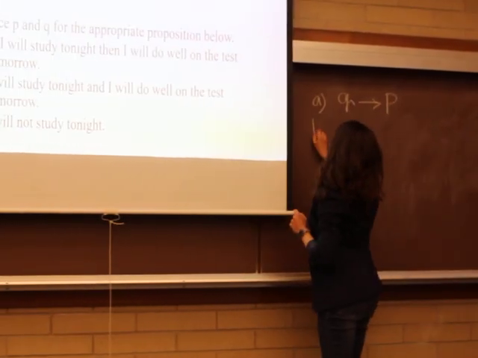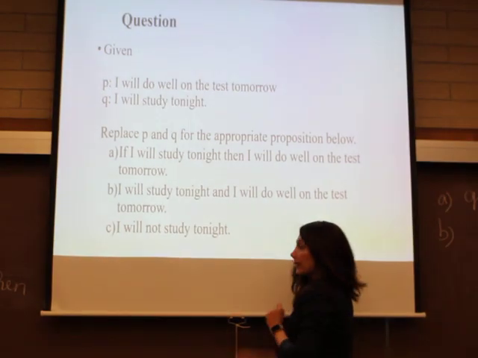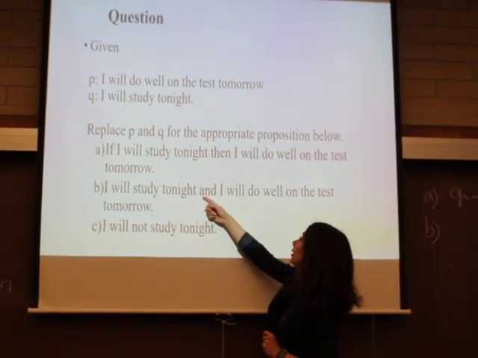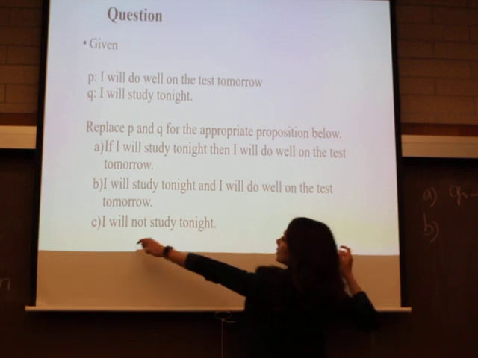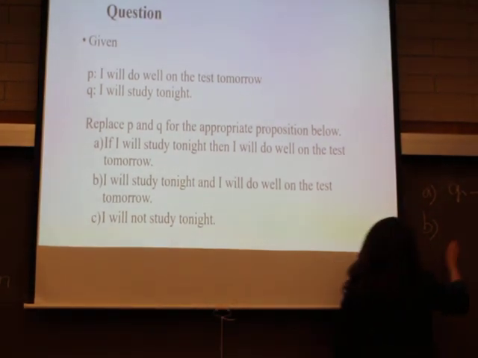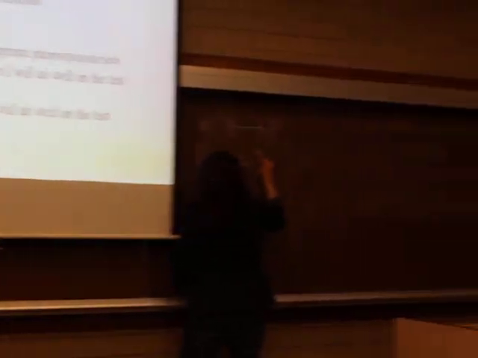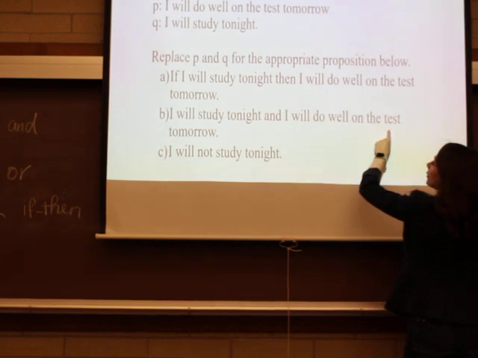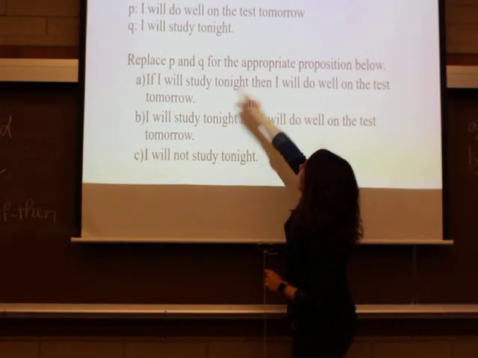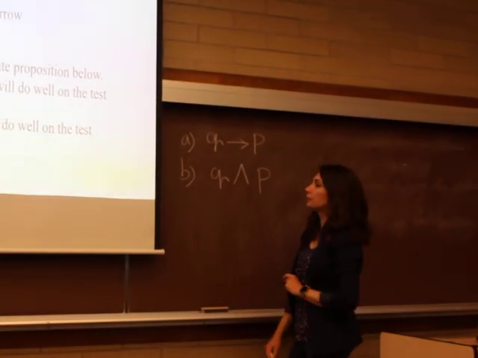Look at the second one, B. I will study tonight and, okay, we have conjunction, I will do well on the test tomorrow. I will study tonight, you represent that with Q, Q, and, okay, and I will do well on the test tomorrow. I will do well on the test tomorrow is represented by P. There you go, Q and P.